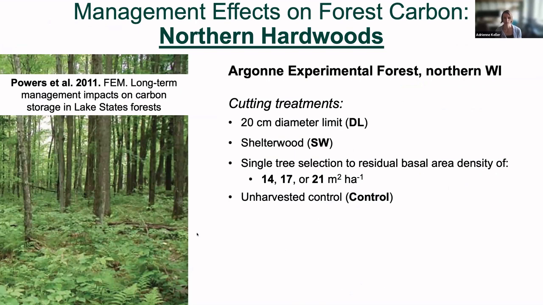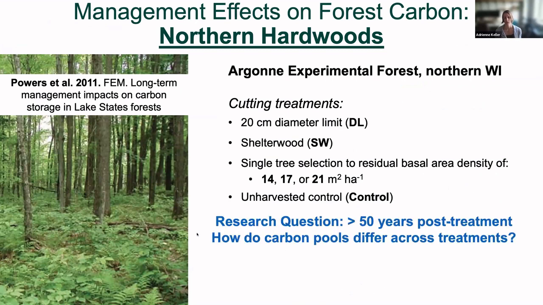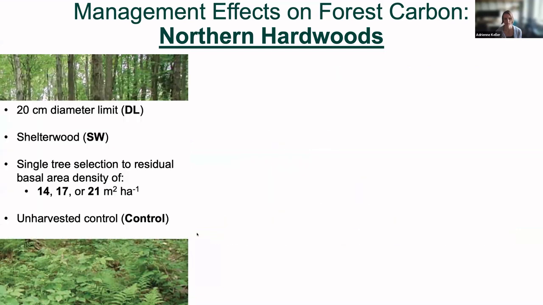And so I'll just give one last example from a Northern Hardwoods forest in Northern Wisconsin. At this study, they had a couple of different cutting treatments. They had a 20 centimeter diameter limit, a shelterwood, single tree selection, and an unharvested control. And their research question was looking more long-term. That prior study that I showed from aspens was really looking at shorter term, less than a decade effects of clear cutting and other harvesting techniques on ecosystem carbon. And this study was looking at more than 50 years post-treatment. How do carbon pools differ across treatments?